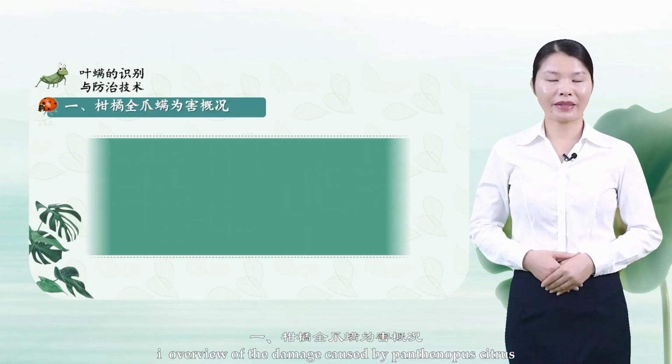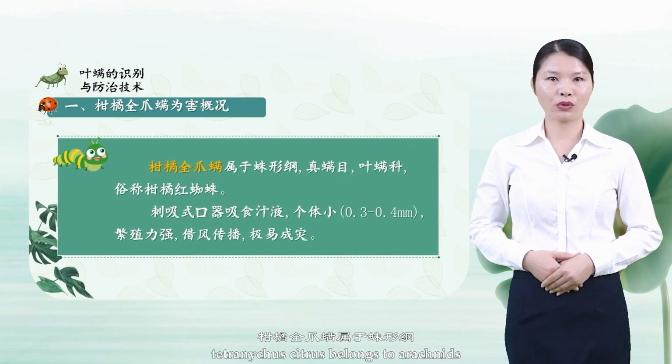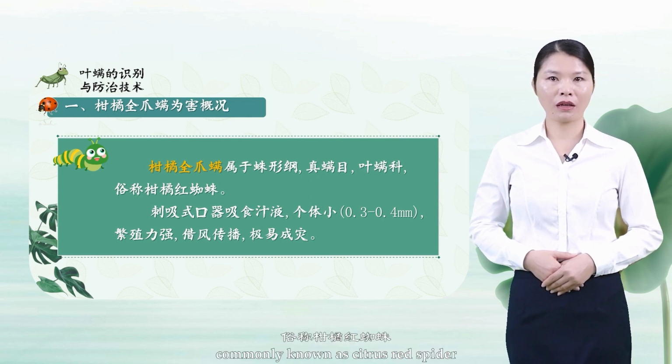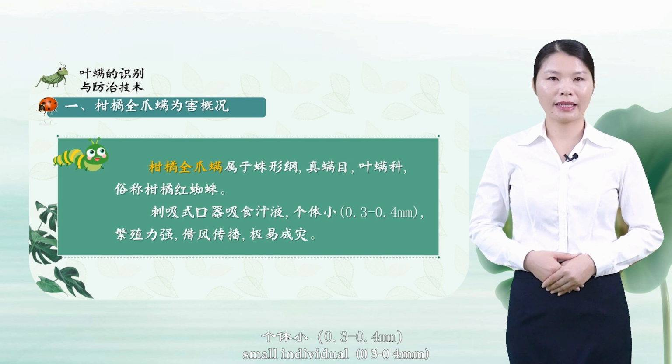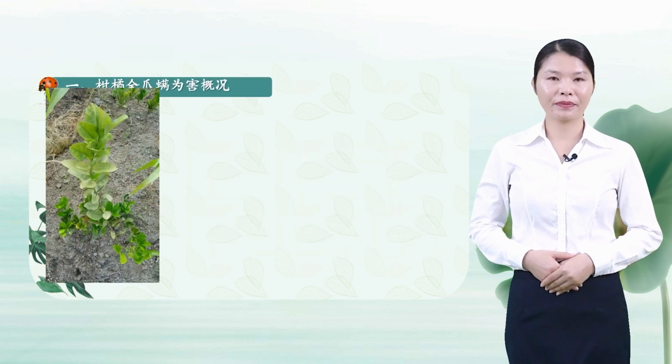1. Overview of the damage caused by Panonychus citri. Panonychus citri belongs to arachnids, Acariformes, Tetranychidae, commonly known as the citrus red spider mite. It has piercing-sucking mouthparts and sucks juice. Small individuals, 0.3 to 0.4 mm. Strong fecundity, wind transmission, easy to cause disaster.